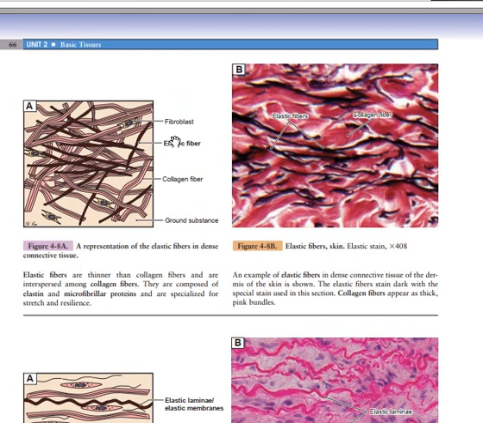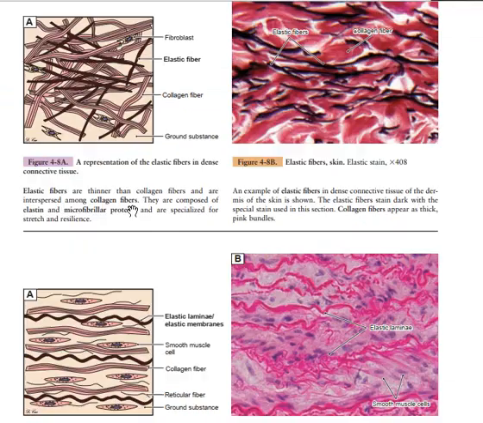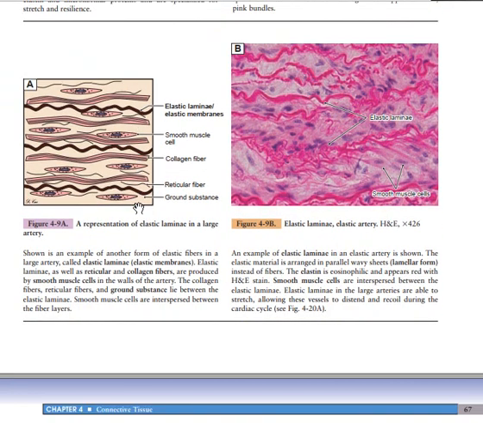Now let's start working with each of them. So that's the representation of elastic fibers. Now we use the elastic stain. You have elastic fibers, a diagrammatic, schematic representation here. Now this is the representation of elastic laminae in the large artery. So elastic laminae are just like that.